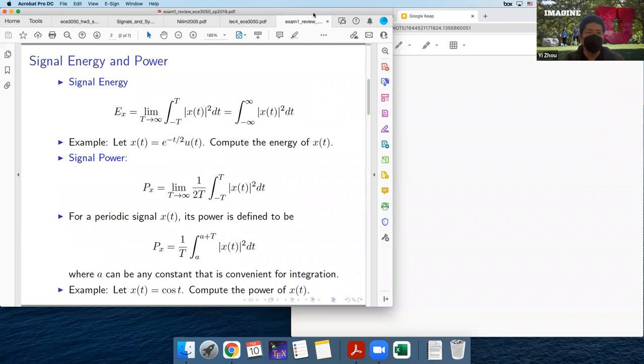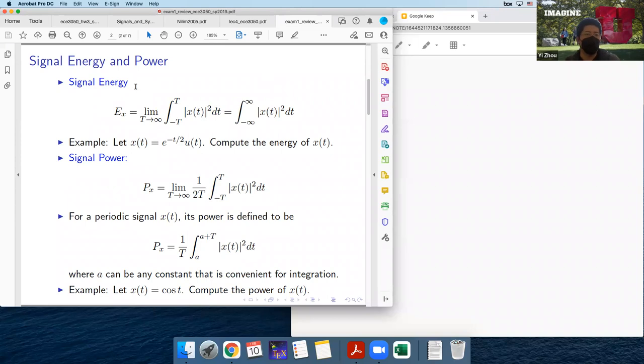So we'll go over this very brief review, and then we can talk about homework four, the convolution part. After that, if you have any further questions, we can discuss them in the office hour.